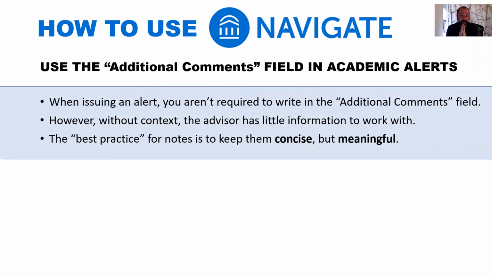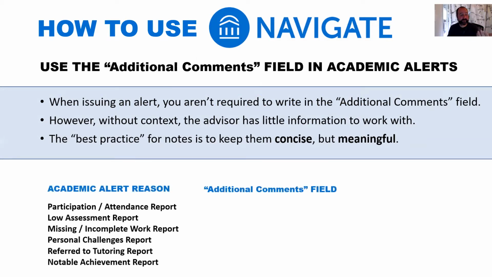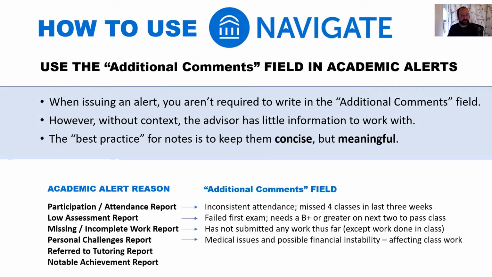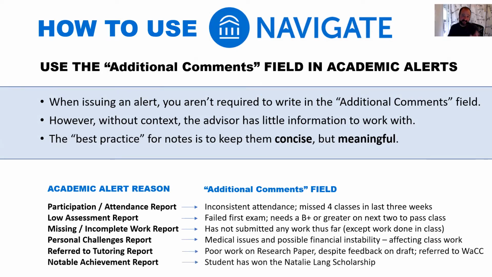Another thing to notice is when you fill out an alert, the additional comment field, you don't have to put an essay in there. So keep it concise, but keep it meaningful. If it's a participation attendance report, say how many times they've missed class. If it's low assessment, say what they failed or what kind of grade they need to get on the next thing, and so on. So give information and context to the advisor, so when they reach out to the student, they can talk to the student about what steps need to be taken next.